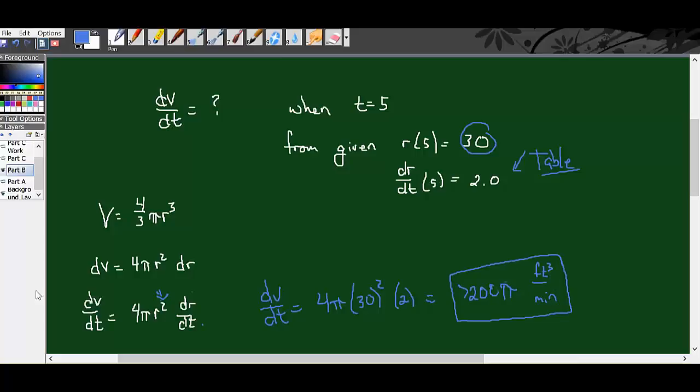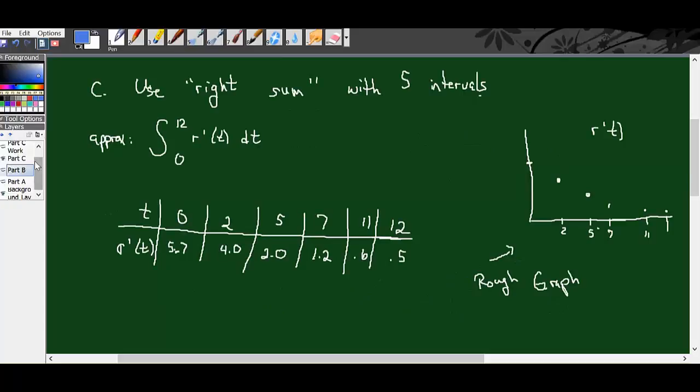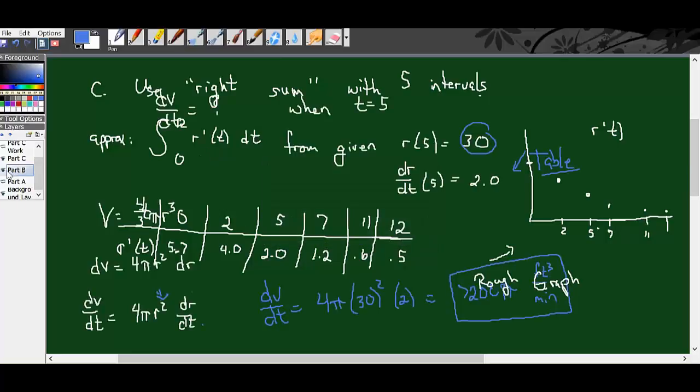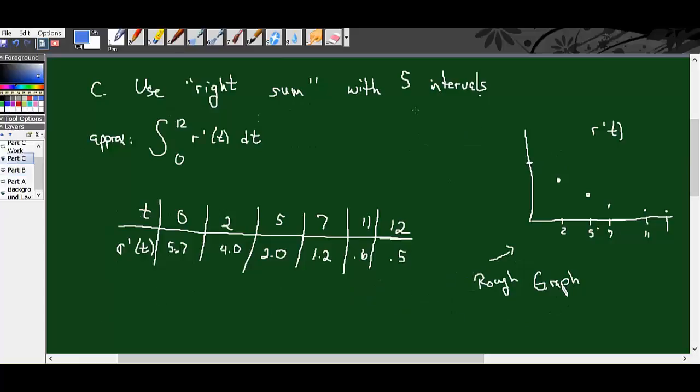Okay. Part C, our Riemann sum. Yay! In part C, it says to use the right Riemann sum with 5 intervals to approximate the integral from 0 to 12 of r prime of t dt. Notice that's of r prime of t. So that's the area under the curve of r prime, right? You should understand that to be the area under the curve of r prime.